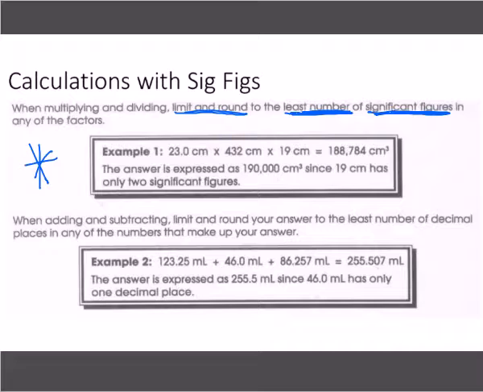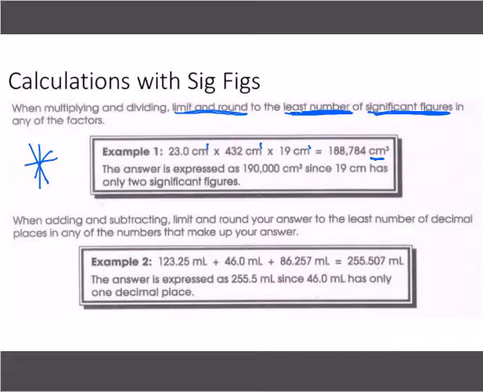Here's our example. We had 23.0 multiplied by 432 times 19. They did it for you. You got 188,784 centimeters cubed. Keep track, when we're multiplying and dividing, of your exponent rules for how to get those units. When you multiply, you add exponents together. When it comes to rounding, that's way too many digits. Did any of our original numbers have that many digits in it? No, so your final answer can't have that many digits either.